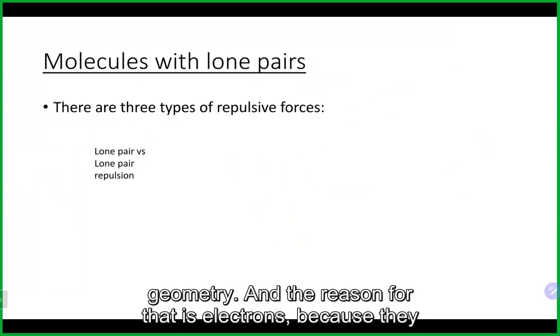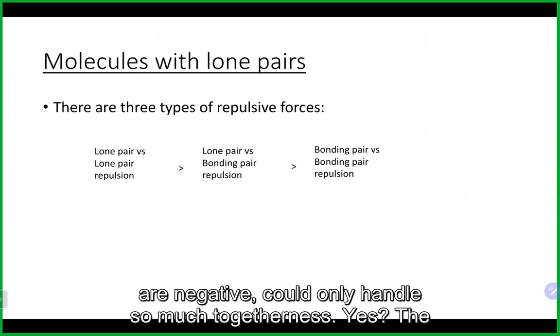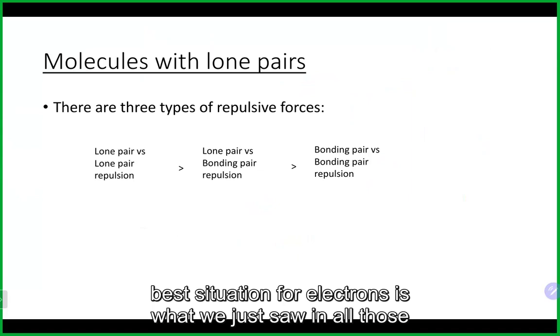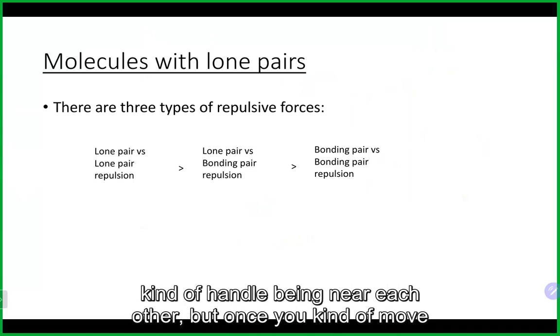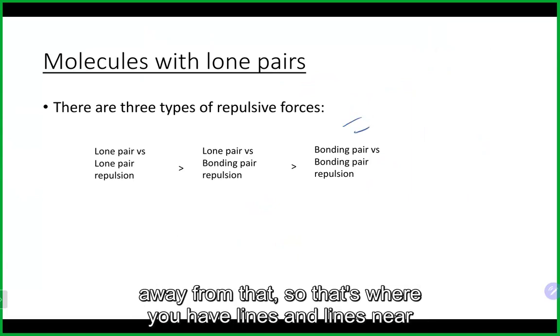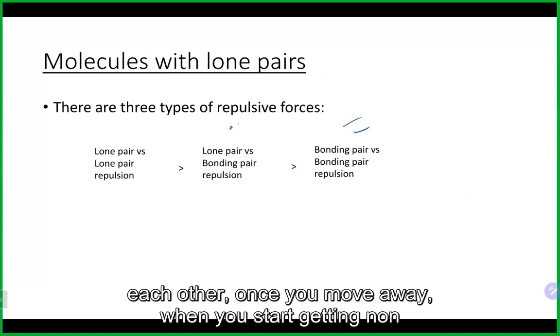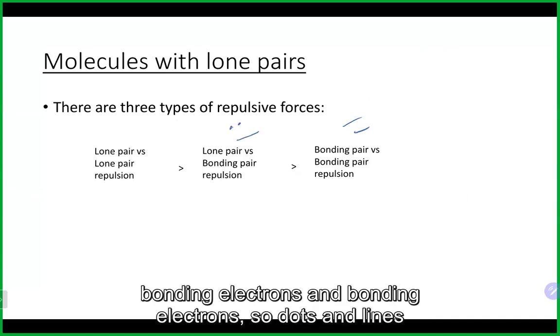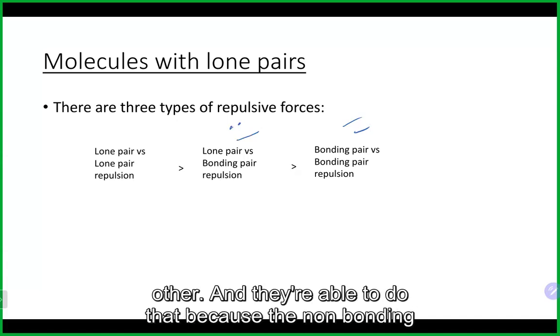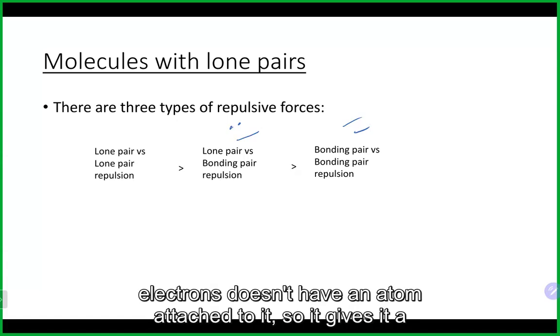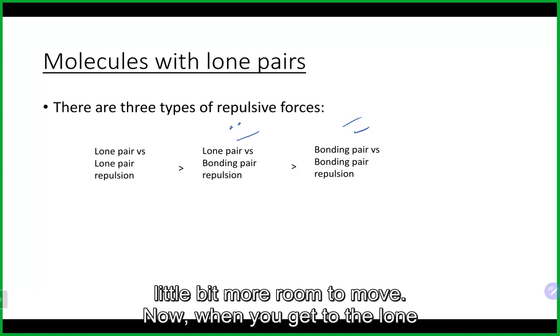And the reason for that is electrons, because they are negative, can only handle so much togetherness, yes? The best situation for electrons is what we just saw in all those examples, bonding electrons near bonding electrons. They can kind of handle being near each other. So that's where you have lines near lines. Once you move away, when you start getting non-bonding electrons and bonding electrons, so dots and lines near each other, they want to get further away from each other. And they're able to do that because the non-bonding electrons don't have an atom attached to them. So it gives them a little bit more room to move.